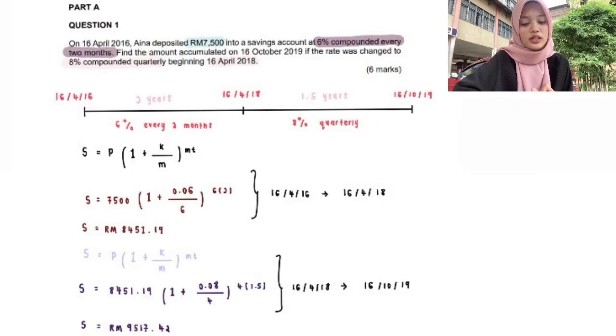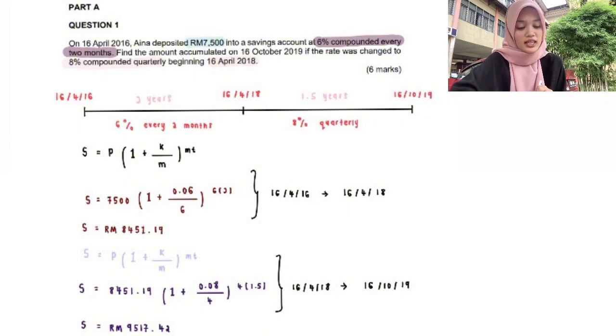Part A, question 1. On 16th of April 2016, Aina deposited RM7,500 into a savings account at 6% compounded every 2 months. From here, we need to find the amount of the first 2 years, from 16th of April 2016 to 16th of April 2018. We will be using the compound interest formula to find the amount.